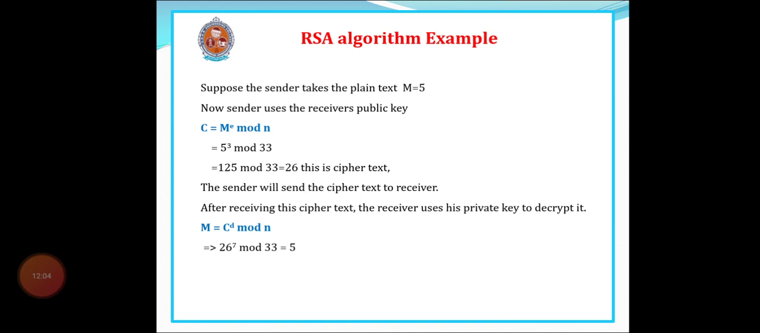Now after receiving this ciphertext, the receiver will use his own private key to decrypt it by using the formula m equal to c power d mod n. C here is 26. D value is 7. So we have to determine 26 power 7 modulo 33. The resultant value is 5. That is our original message. In this way, the RSA algorithm will operate.